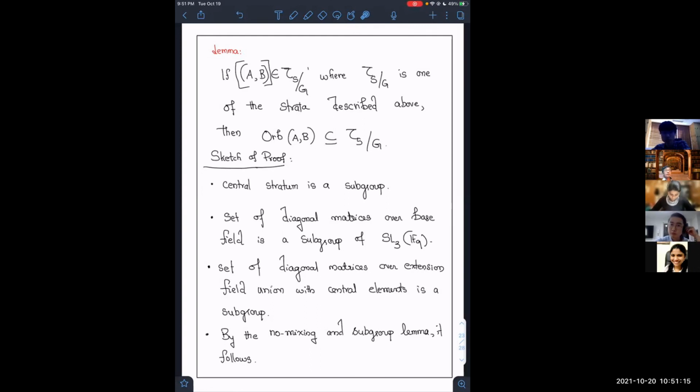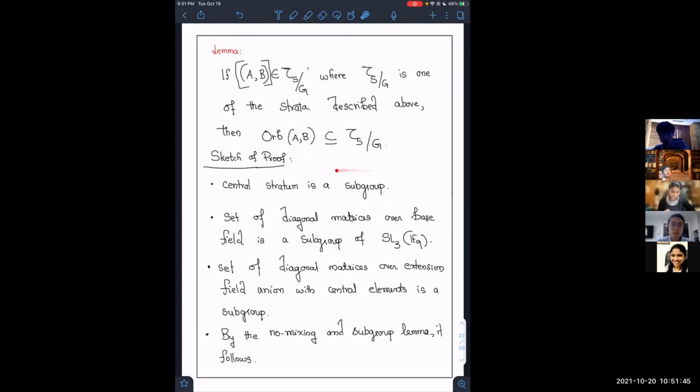It's basically saying that if this is the orbit of (A, B), and it is in some stratum, then like I said earlier, by the subgroup lemma, the orbit of this equivalence class has to stay within that stratum, which is not clear because it is in the subgroup.